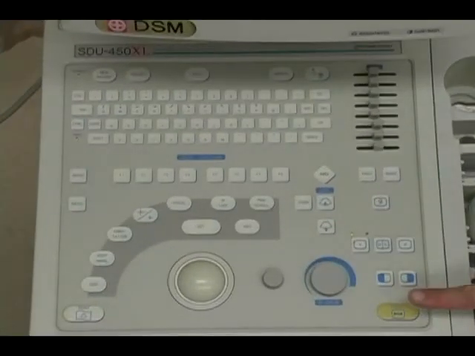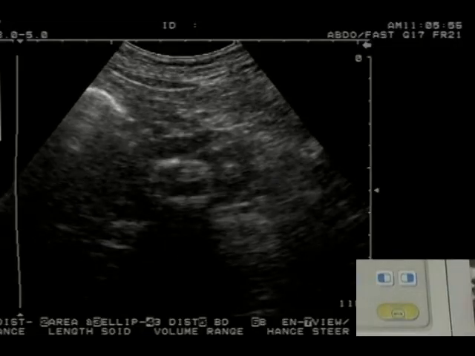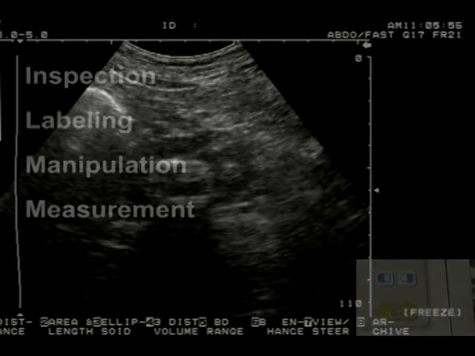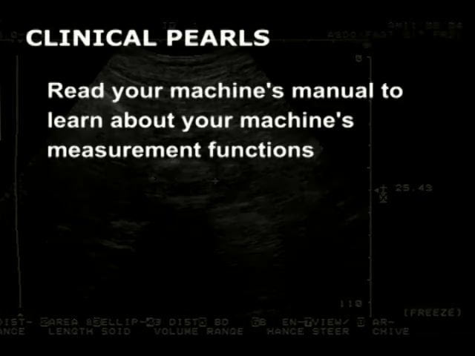Many machines will have a freeze function that will freeze the dynamic live image to a static still image. This function is often used to produce a static image for inspection, labeling, manipulation, or measurement. Most machines will have various measurement functions, such as calipers for diameter or volume measurements. Read your specific machine's manual to learn about your machine's measurement functions.